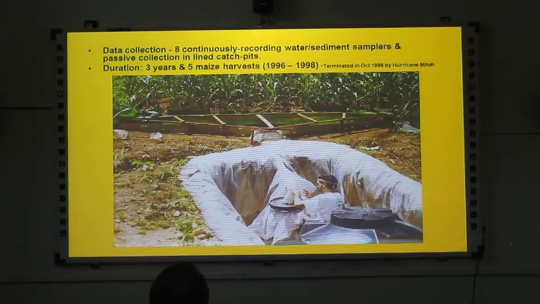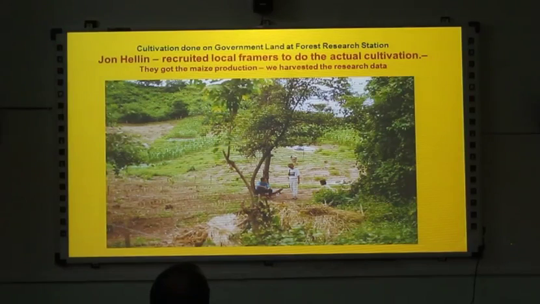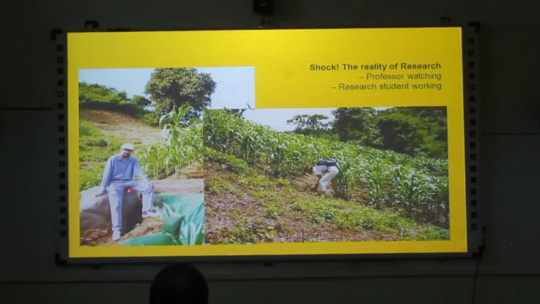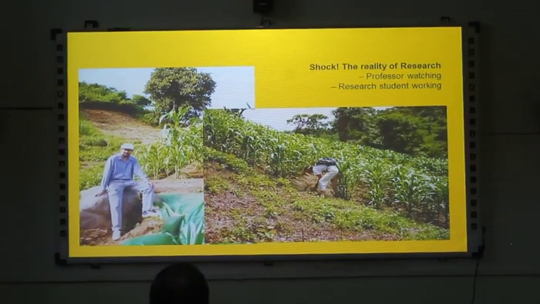3 years and 5 harvests between 1996 and 1998, and it was terminated by Hurricane Mitch. It's John Helene negotiating with one of the actual cultivators. There's the supervisor sitting around watching while the student does all the work. This will no doubt be a totally alien concept to you.